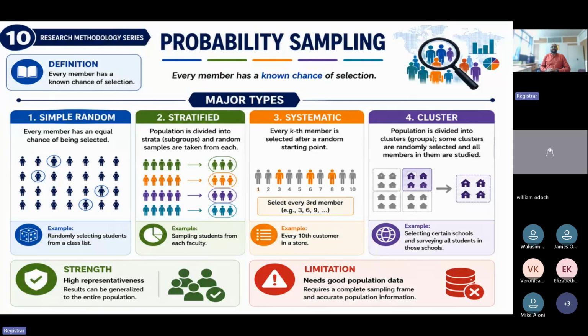Now, in yesterday's class, when we were working with the field robot for agriculture, we explained very clearly what is systematic sampling. First of all, if you want to do systematic sampling, the population frame should be available for you.